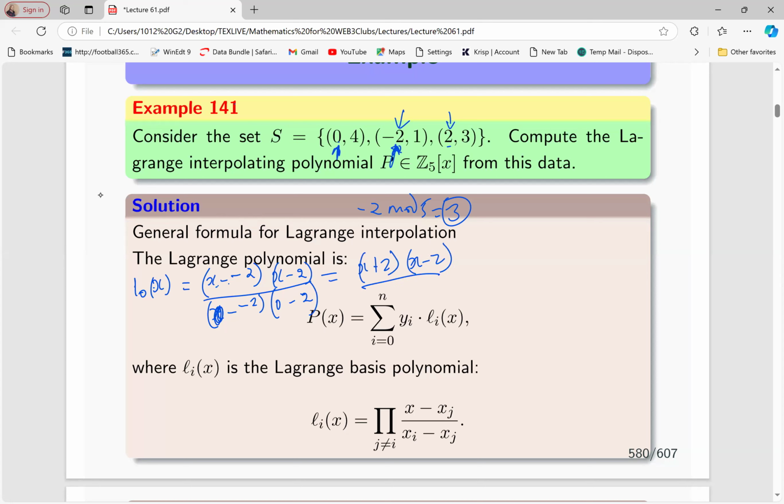What about the denominator? It is 2, and then it is minus 2. So what do we get? The denominator will be negative 4. Now, this time I want to reduce negative 4 mod 5. That is 1.